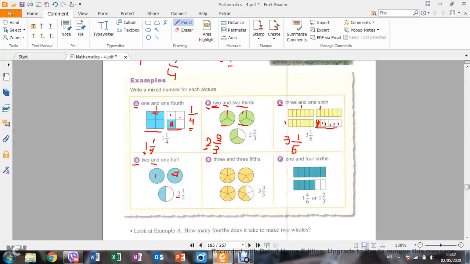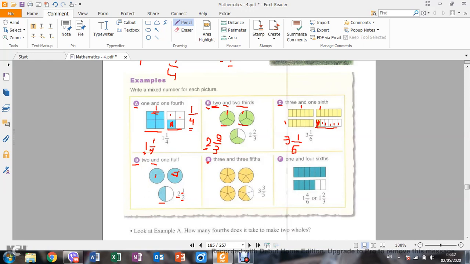1/2 means, look, this 1/2. So we have this circle divided into how many parts? 2, so I wrote denominator 2. How many parts are shaded? Only 1, which means our numerator is 1. Okay, this is 1/2.